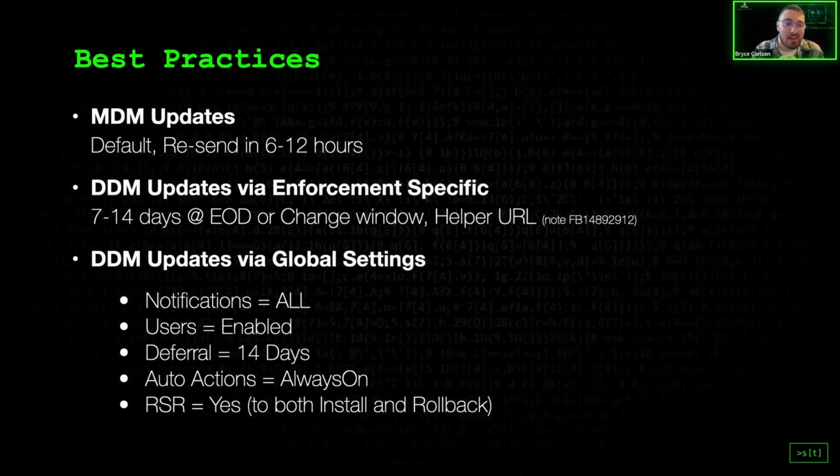As far as time, end of business day or a change control window. End of business day seems to be when most people are doing it, but then they're setting it to a schedule of all days of the week, which is what I've seen the most success with. And then the helper URL, I did put the feedback in there. I have seen a lot of customers include that helper URL, even though, like I said, that feedback number there on screen is not clickable.